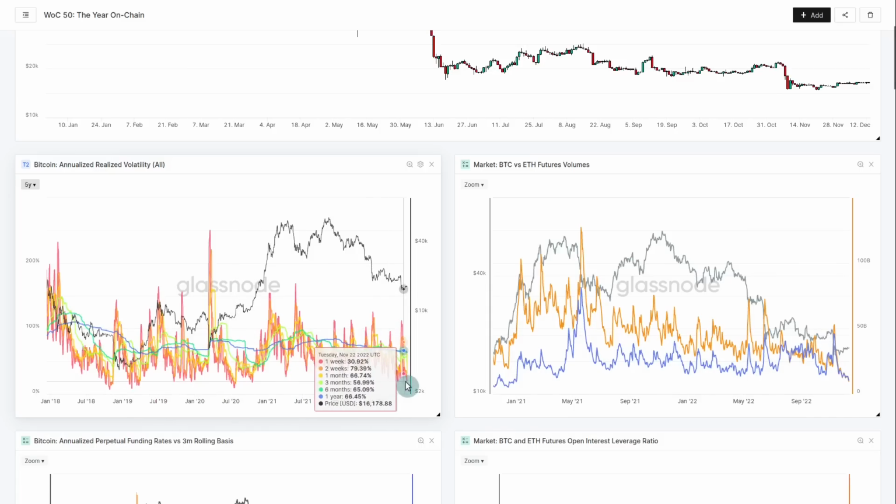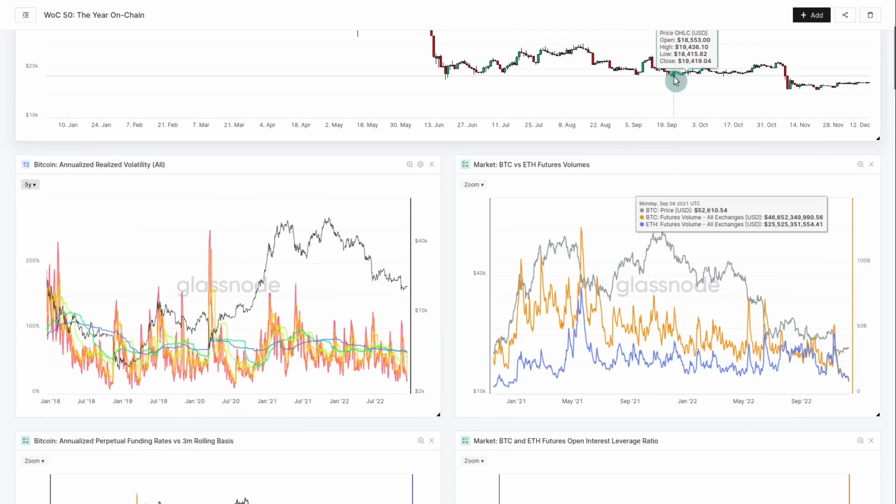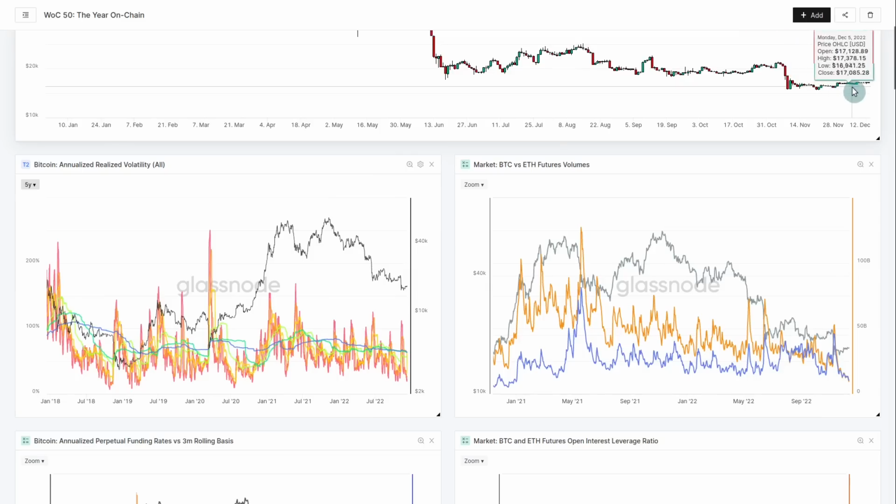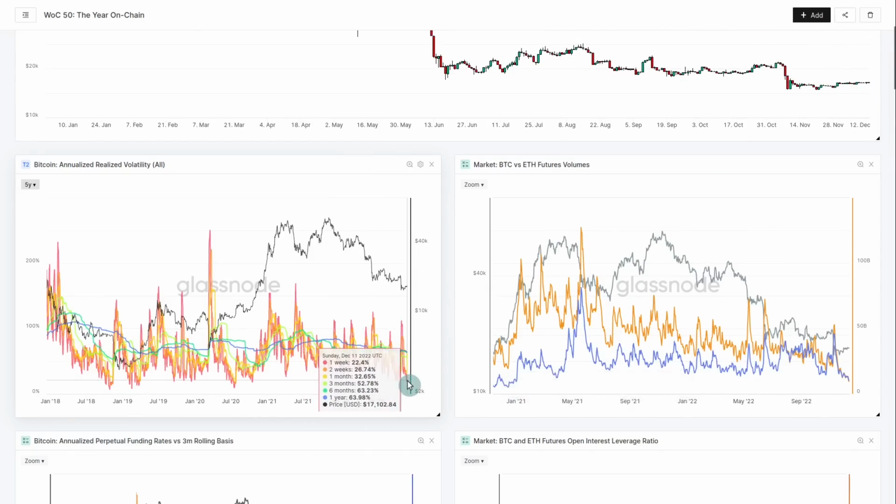So we haven't seen the market this low in terms of volatility really since before the bull market actually started. So it really does go to show that what we're seeing here on this chart, where we actually do have very, very sideways and flat price, is actually being reflected in the realized volatility. It's a very, very low volatility, at least on a relative basis, environment for Bitcoin.